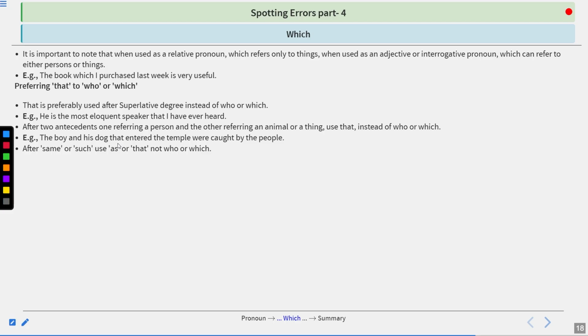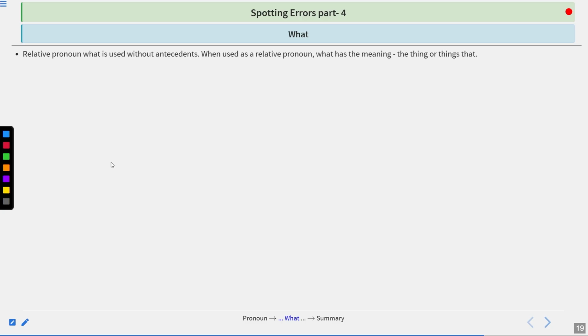After same or such, use as or that, not who or which. So if you find same or such, use as or that, not who or which. This is the same fellow that came yesterday also. So here we have found same fellow. That's why we have used that here, because that is used in defining relative clauses and it emphasizes the antecedent. That's why we use that with these words such and same.